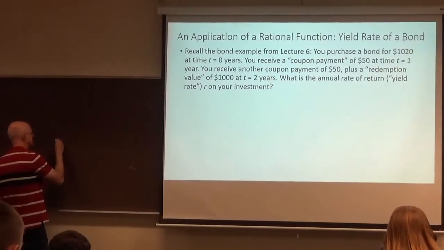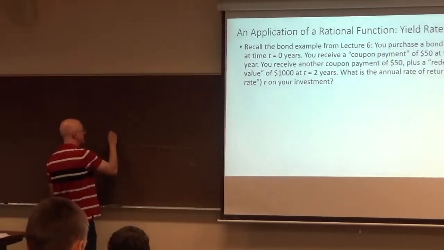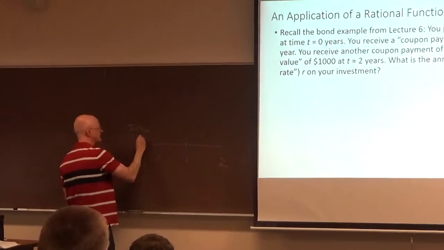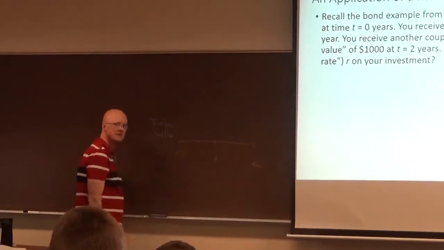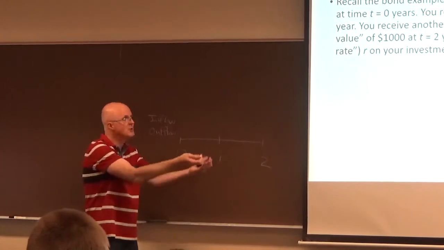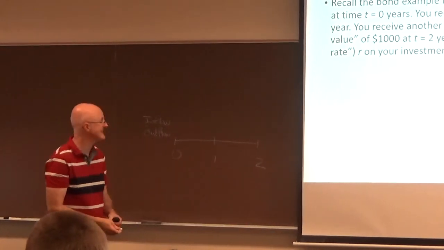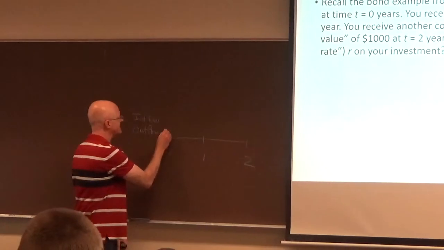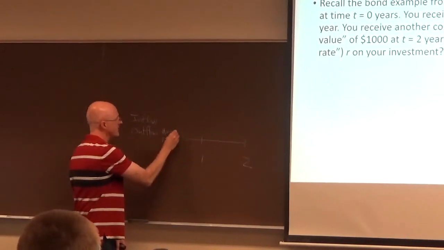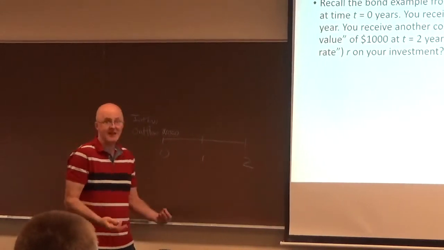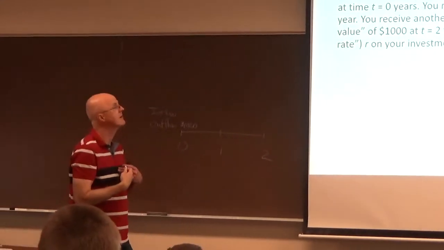So this is, I'll call it inflow and outflow. Money flowing in versus money flowing out. The outflow is money flowing out from you to this company or government entity. That's your investment, actually. That's $1,020 at time 0. But then you get money back. It is an investment. You better get some inflow.